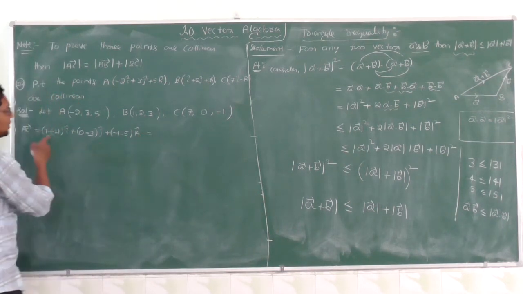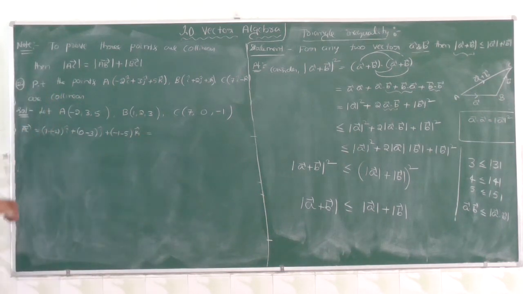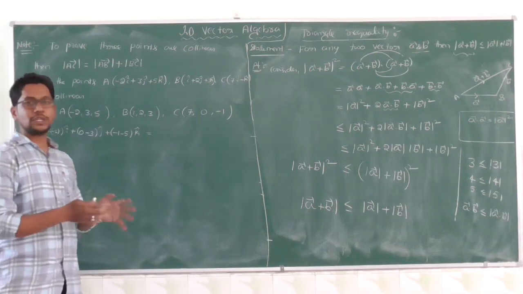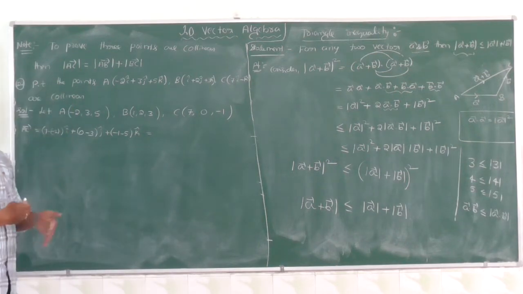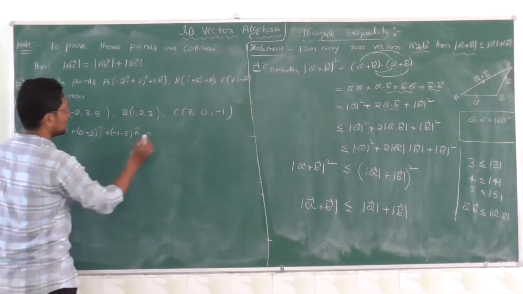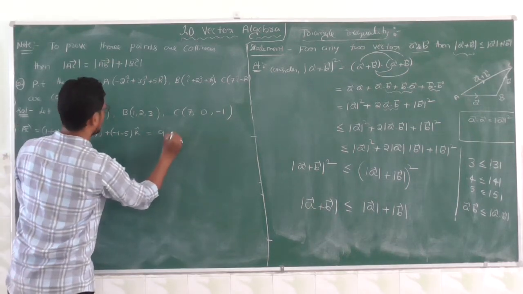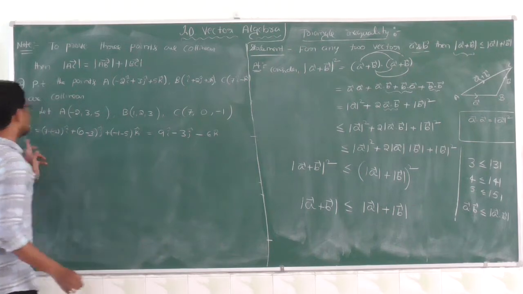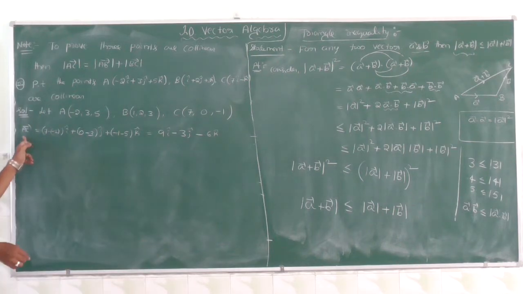That is the vector joining 2 points. Already we have solved many problems regarding this. I hope you understood well. 7 plus 2 is 9i cap minus 3j cap minus 6k cap. It is the vector AC.